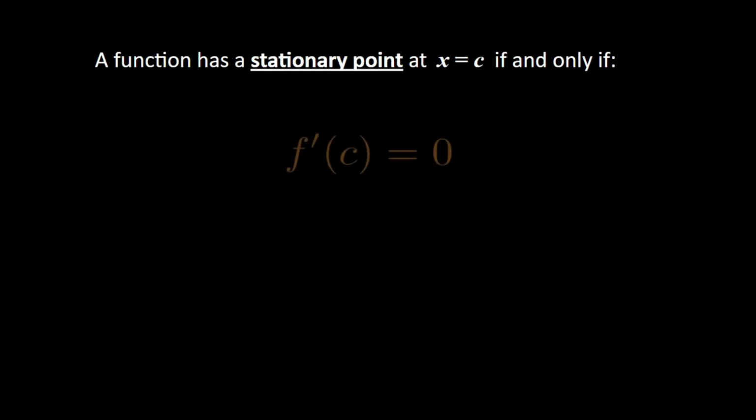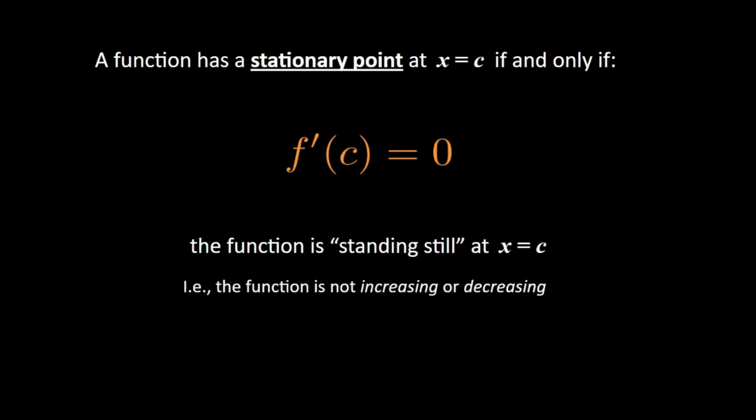And what that means is the function is standing still at x equals c, and hence the name stationary point, and the function is not increasing or decreasing. And you probably can recognize as well that's the location of a horizontal tangent slope. So stationary point simply means you have a horizontal tangent slope.